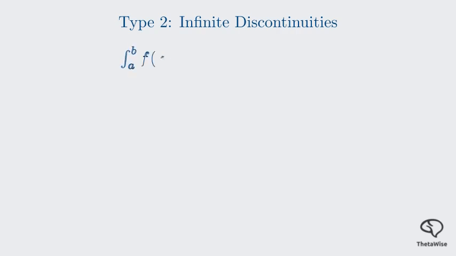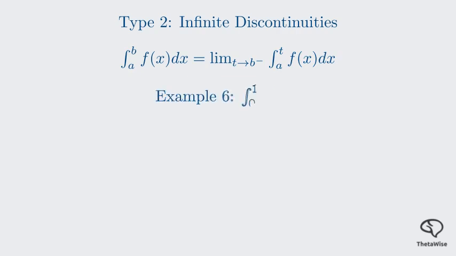So the integral from a to b of f of x dx is the limit as t approaches b from the left of the integral from a to t of f of x dx. Let's try an example. Let's evaluate the integral from 0 to 1 of 1 over the square root of x dx.